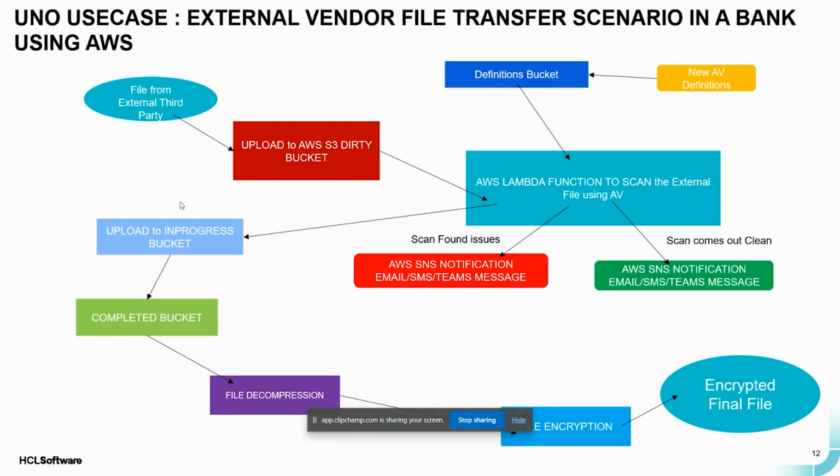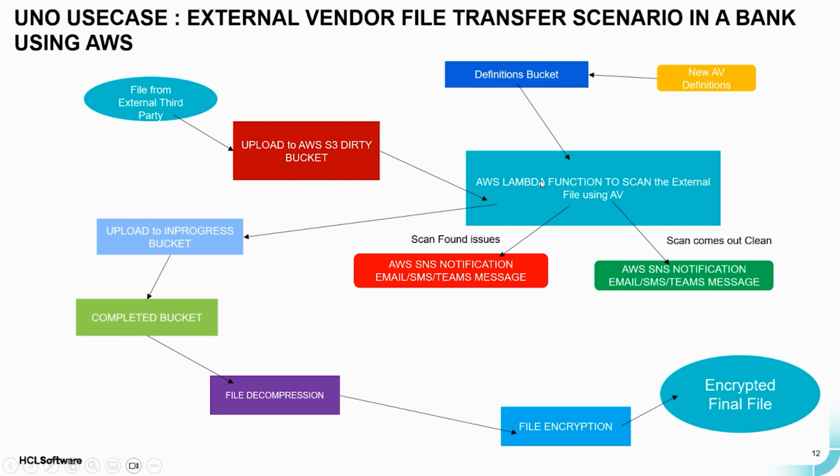So this is the kind of scenario that we are looking at. We have an external file coming from a third party, and then this file is being uploaded into an AWS S3 dirty bucket. We have a subsequent job that's going to also download this file from the S3 bucket, and we're going to also upload antivirus definitions into a definitions bucket. Now this AV definitions job again is a product that's available as an antivirus within AWS.